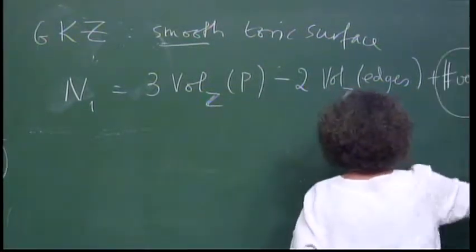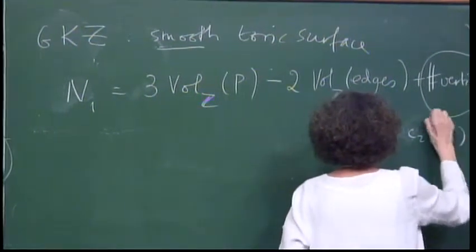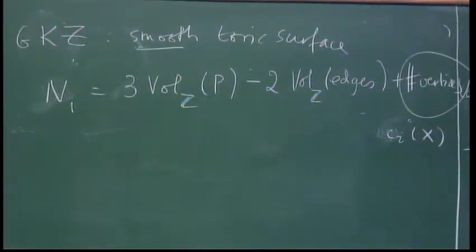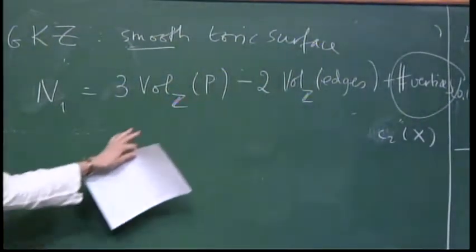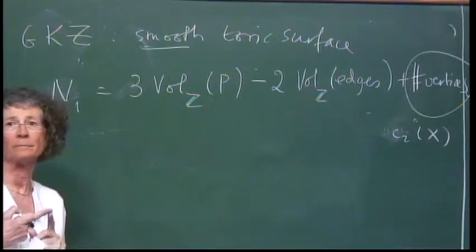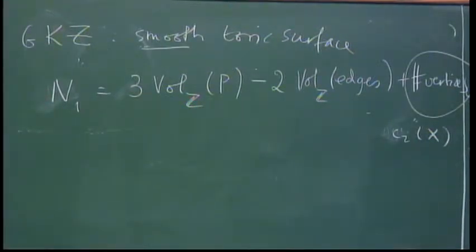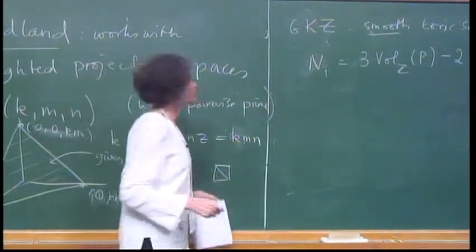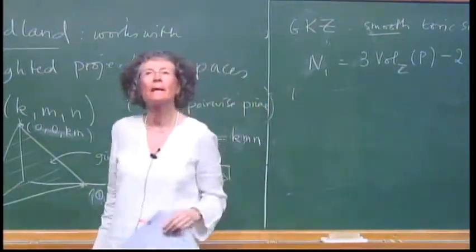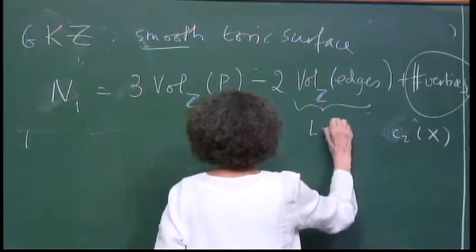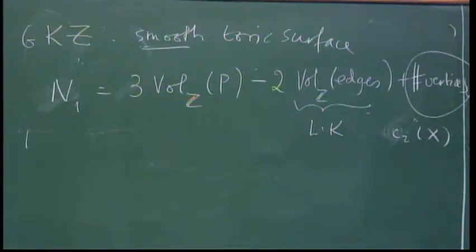So this is the Chern class. This is the second Chern class. And this edge length is the length of the canonical divisor, L times K. And here we have the volume of the polygon. And this means that what has lattice volume 1 is a simplex. Okay. So here is 1. This thing has lattice volume 2.